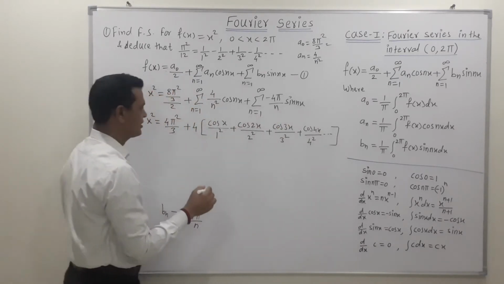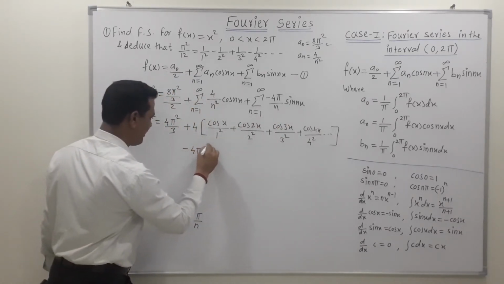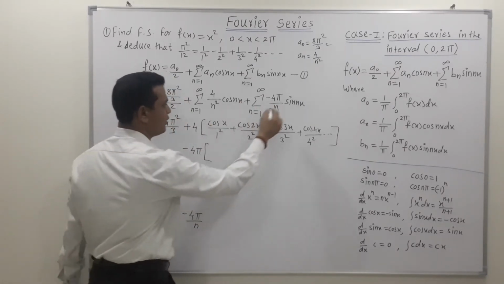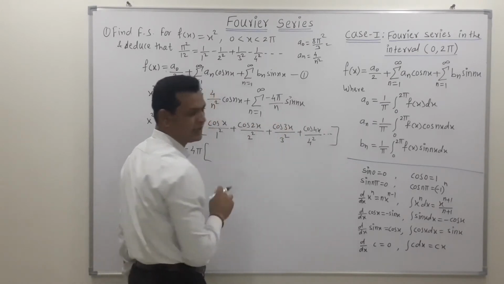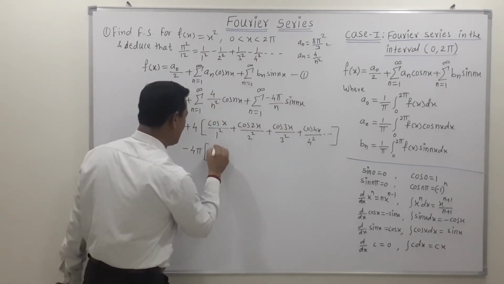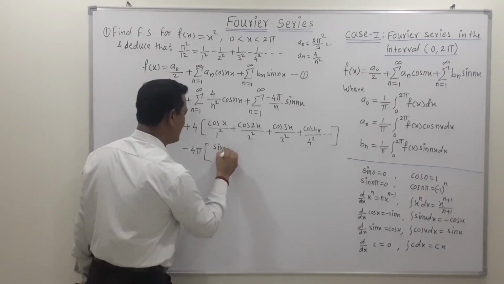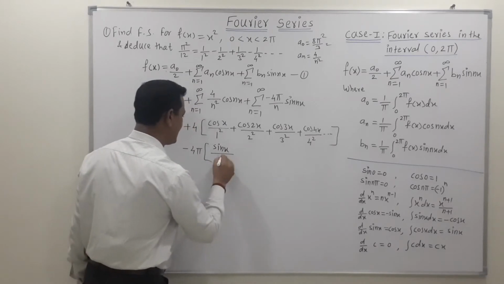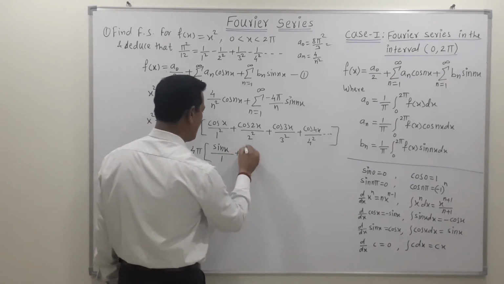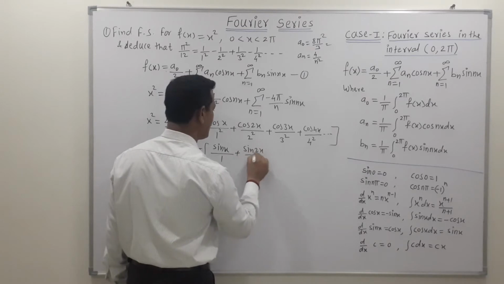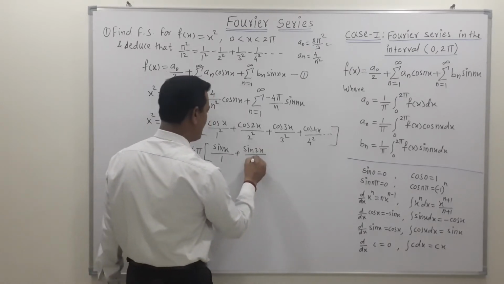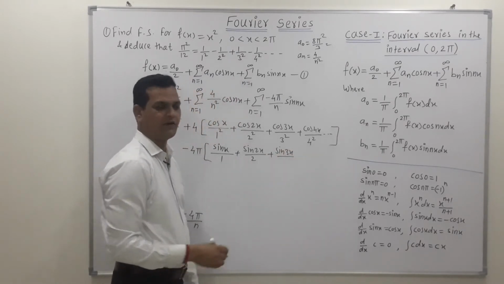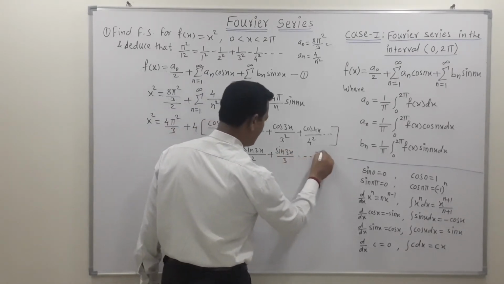Similarly for the second summation, minus 4 pi is the constant, so we take it outside the summation sign. Now the remaining term is sine of nx upon n. If we put n is equal to 1, then we get sine of 1x upon 1, so we directly write this as sine x. Plus put n is equal to 2, we get sine of 2x upon 2, plus put n is equal to 3, we get sine of 3x upon 3 and so on.